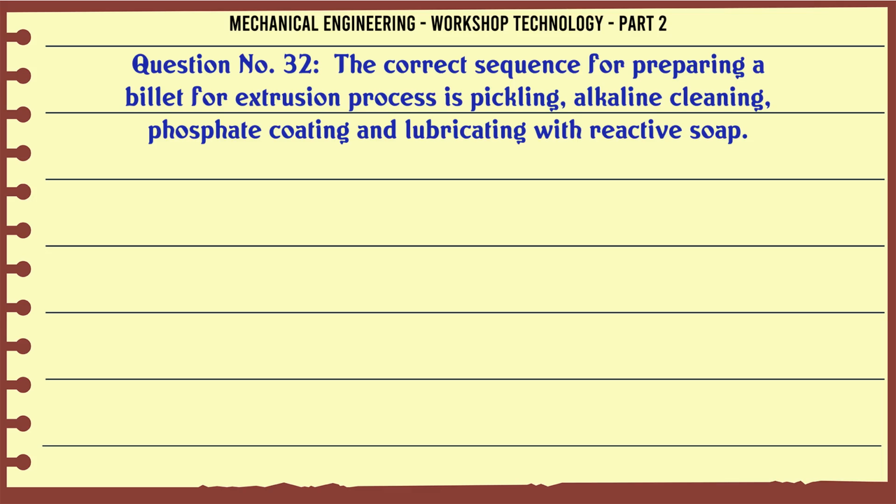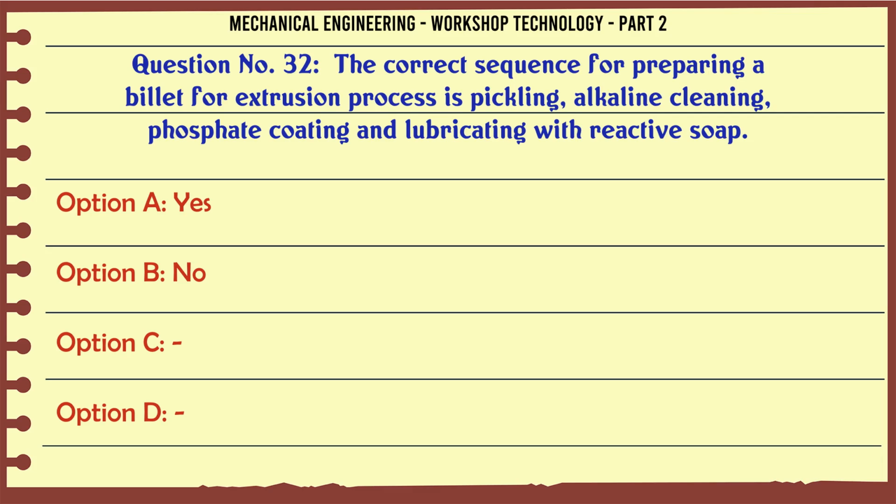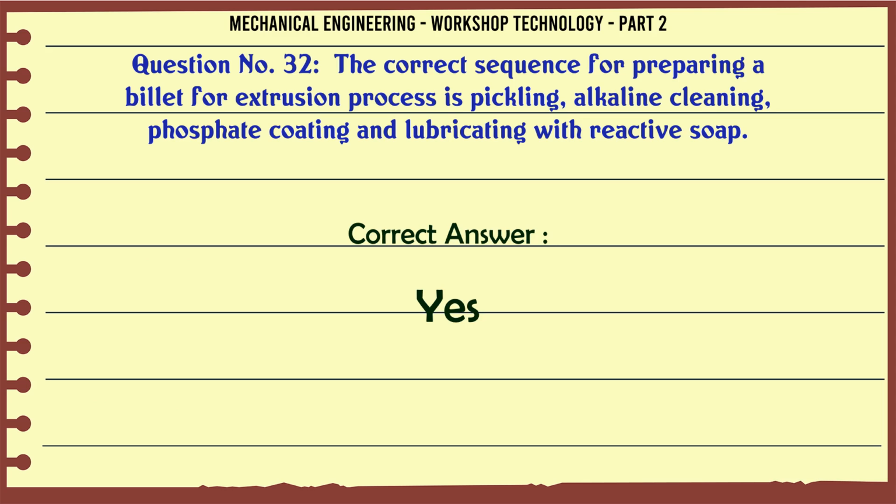The correct sequence for preparing a billet for extrusion process is pickling, alkaline cleaning, phosphate coating and lubricating with reactive soap. A. Yes, B. No. The correct answer is yes.